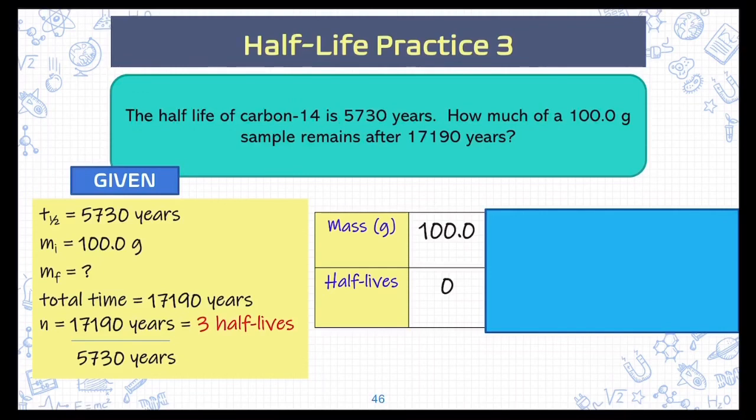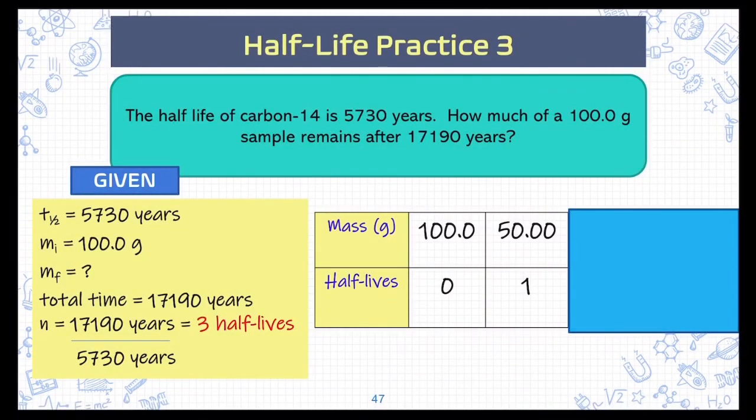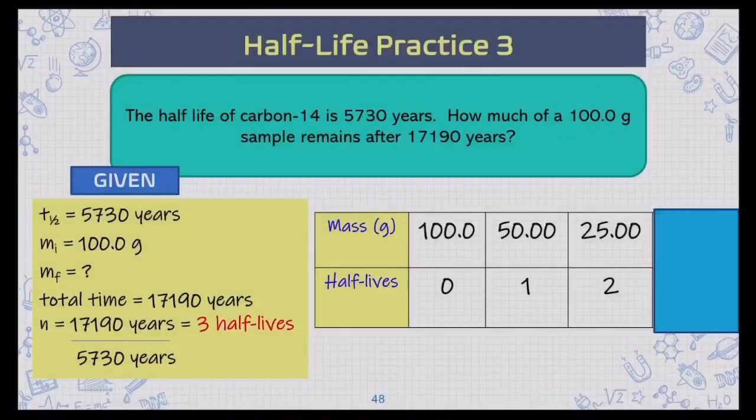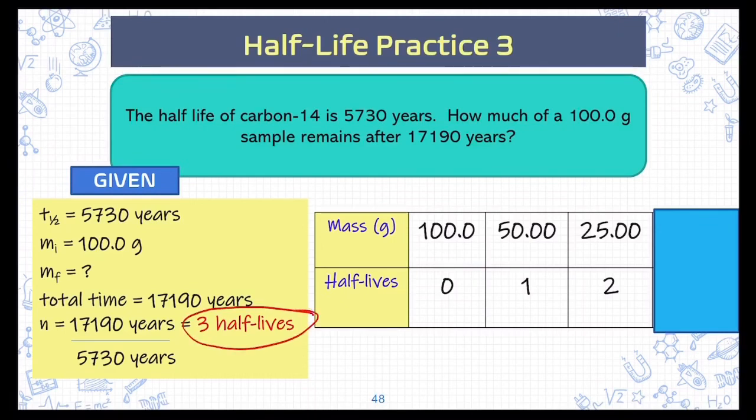Then after the first half-life passes, we will have 50% or half of the original mass amount. So half of 100 is 50 grams, okay? And then we're going to go on to the second half-life. After the second half-life, we will have half as much as we have here. So 50 divided by 2 is 25. Now, how do I know when to stop dividing in half? Well, that's where this number comes in, the 3 half-lives. This is how I know when to stop.